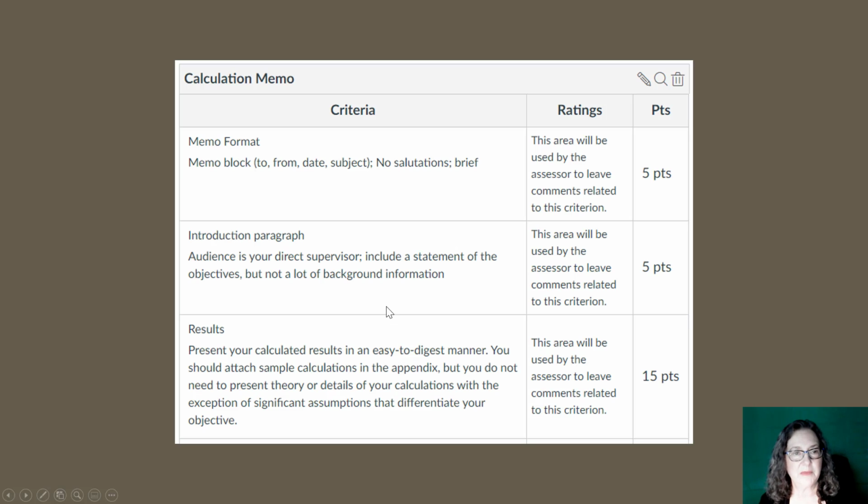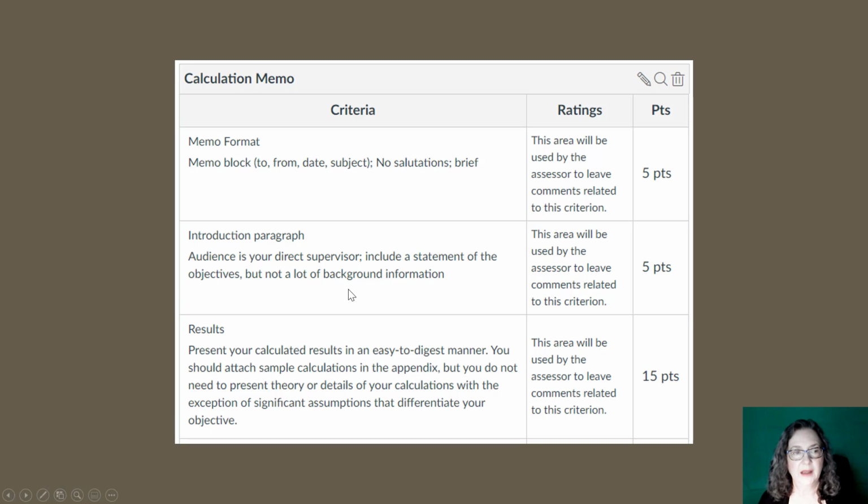So the calculation memo. So first of all, it is a memo format. Memo format says to, from, subject, date. Okay. There's usually a line underneath that, and then you start the body of the report. You don't need to use headings. You can if you wish. Okay. You do not put a salutation, and you're not going to wrap up the memo with signatures either. Okay. It's just the body of the report goes underneath that memo block and the line. There are a lot of templates that you can find out there on the web if you don't know how to create a memo.